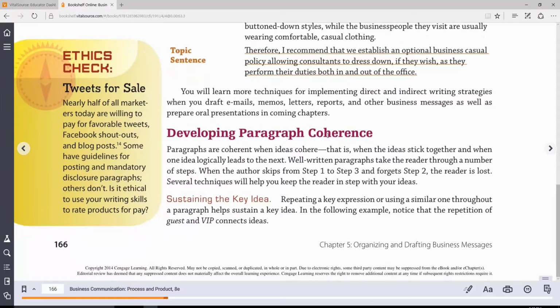And developing paragraph coherence: well-written paragraphs take the reader through a number of steps. When the author skips from step 1 to step 3 and forgets 2, the reader's lost. So, sustaining the key idea. Use a similar one throughout the paragraph, which helps you be consistent.